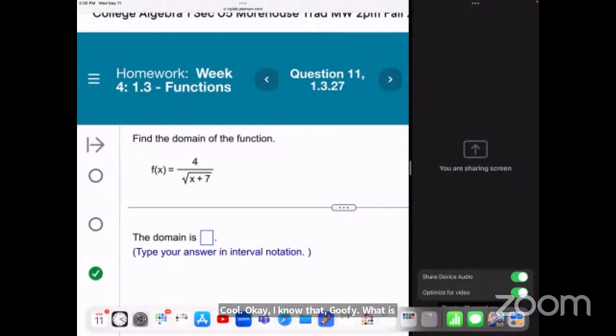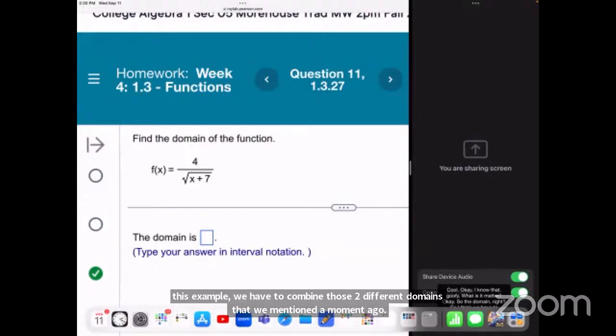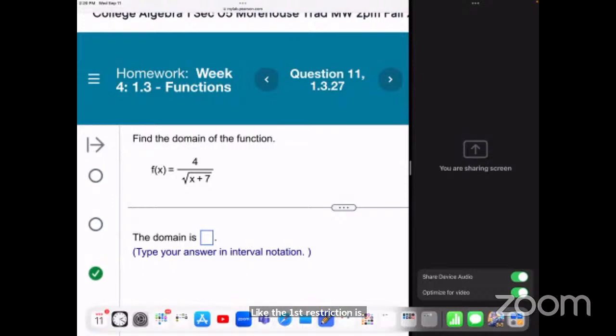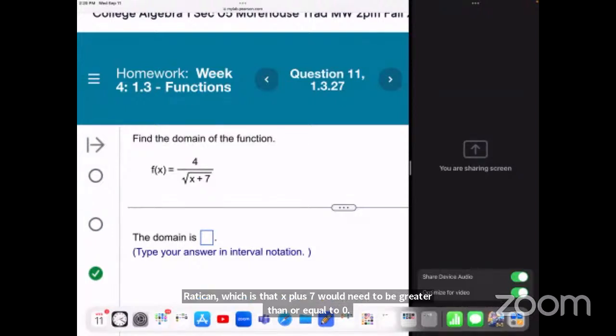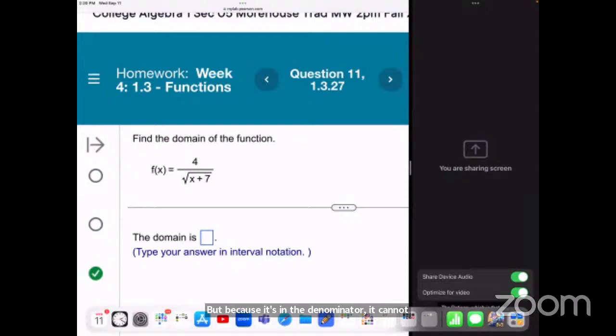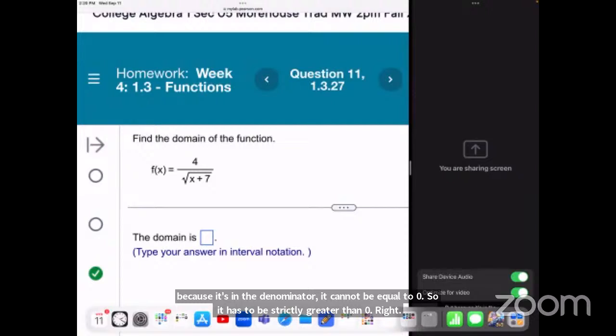Okay. So the domain, right? I think in this example we have to combine those two different domains that we mentioned a moment ago. The first restriction is we can't divide by 0. Additionally, we can't take the square root of negative numbers. Normally, if we focus on that square root, the radicand, which is the x plus 7, would need to be greater than or equal to 0. But because it's in the denominator, it cannot be equal to 0, so it has to be strictly greater than 0. So I guess the best thing is for me to write it out.